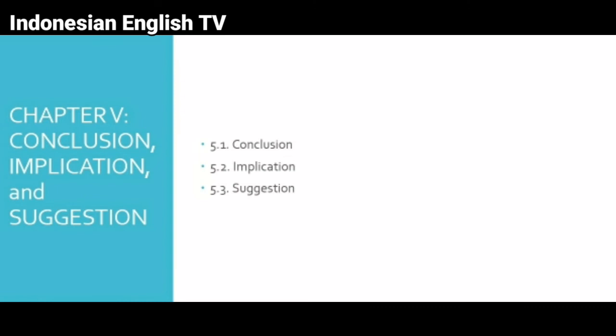And 5.2, the implication. The implication means that you have to write here what's going to be later after you find the result of every cycle, and also you have to match between the cycles. And the last is suggestions. 5.3, suggestion. What is the suggestion you want to propose to what part of individuals maybe, or to what part of institution maybe you want to give the suggestions to, maybe can write, can use, can implement your result of your classroom action research.